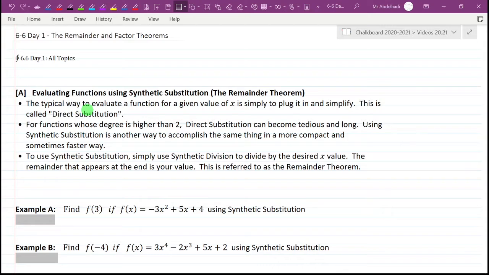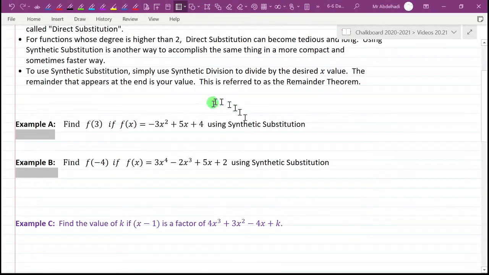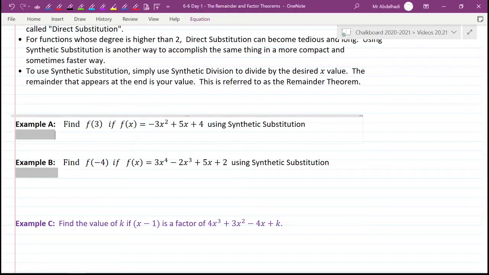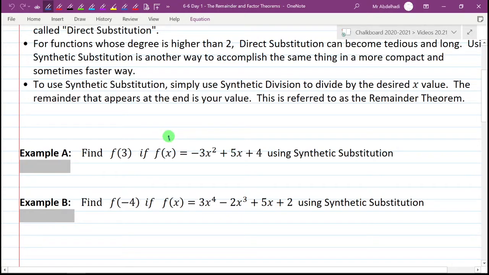So what the remainder theorem says is that if you want to plug a number into a function, for example, here we want to find f of 3 if f of x is this function here. Well, you learned in pre-algebra how to do that, right? What you do is simply plug in 3 wherever you see an x. So that's a 3, and that's a 3, and that's a 3, and you see what you get.